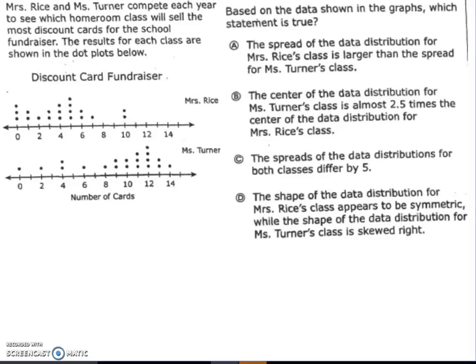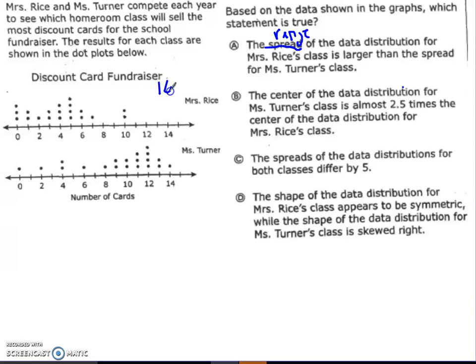Okay, Miss Rice and Miss Turner compete each year to see which homeroom class will sell the most discount cards for the school fundraiser. The results for each class are shown in the dot plots below. Based on the data shown in the graphs, which statement is true? A. The spread of data distribution for Miss Rice class is larger than the spread for Miss Turner. Remember, spread is a key word for range. To find range, it's the largest minus the smallest.